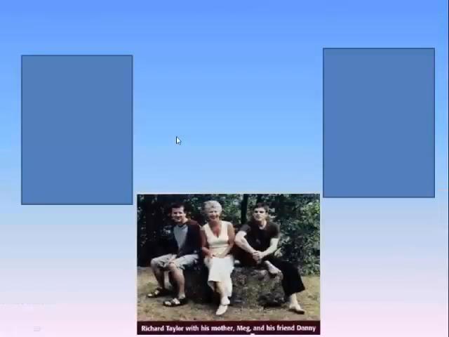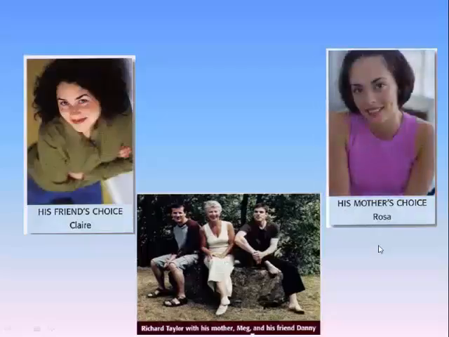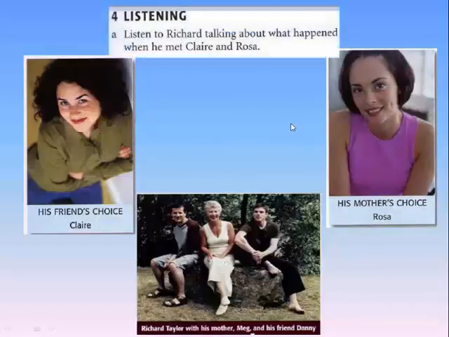Okay, remember we were talking about Richard Taylor, his mother Meg, and his friend Danny. And they were going to choose girls for him. Okay, well, his friend's choice is Claire, and his mother's choice is Rosa. Here they are. Here is Claire, and here is Rosa. Which do you think he will like better? Claire or Rosa? You're going to listen to Richard talking about what happened when he met Claire and what happened when he met Rosa. First, what happened when he met Claire?